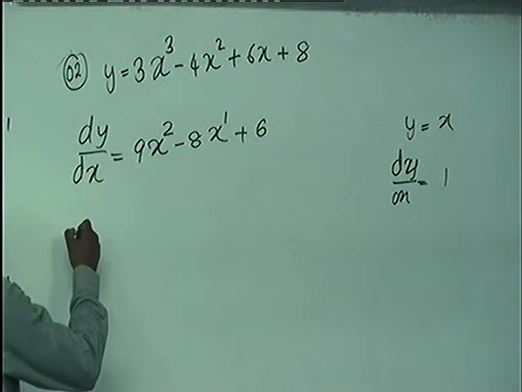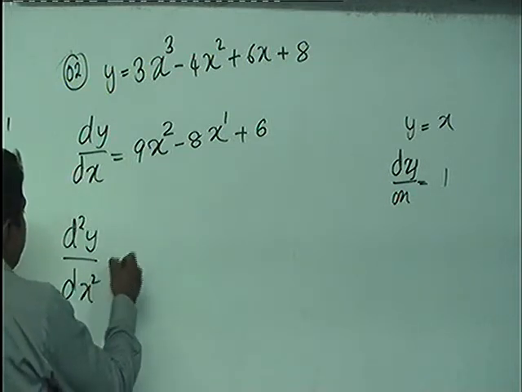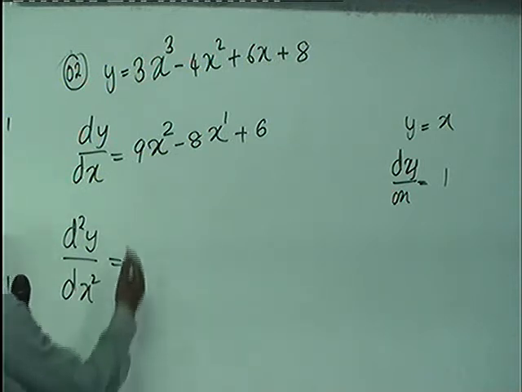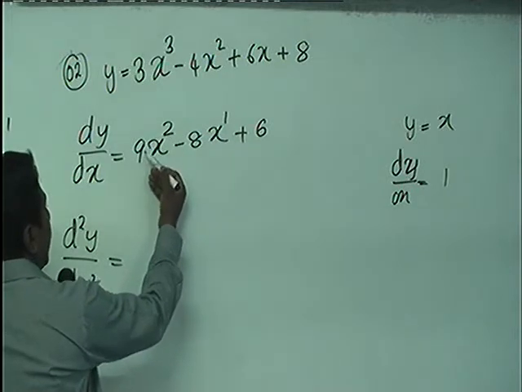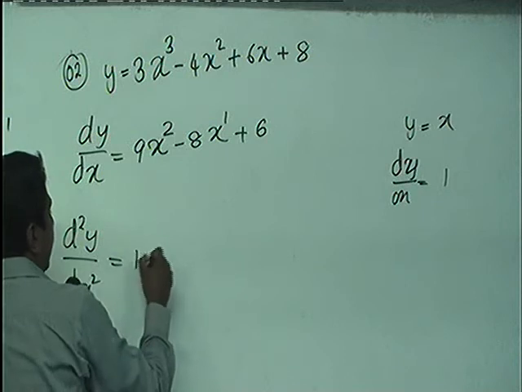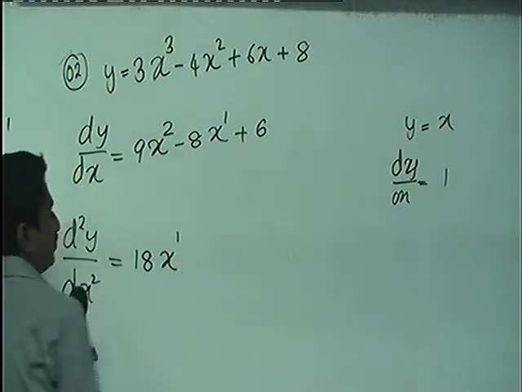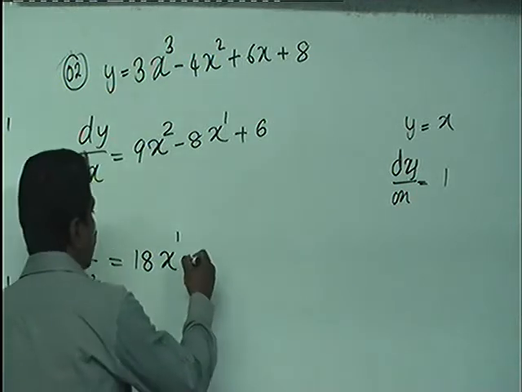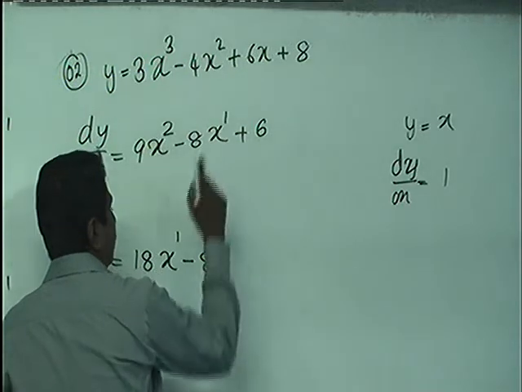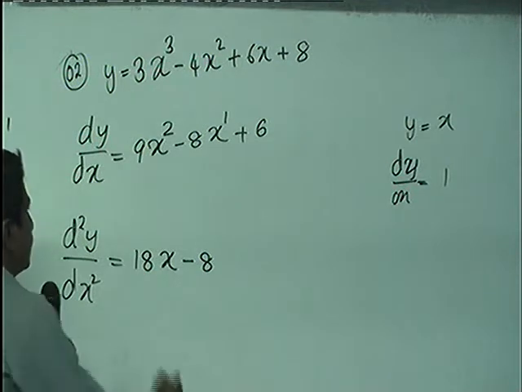Then obtain the second order differentiation d2y by dx2. So that is again differentiating: 2 into 9, because the power comes to the front, 18x to the power 2 minus 1, 1. Minus 8, differentiate x to the power 1, that is 1. So the answer is 18x minus 8.